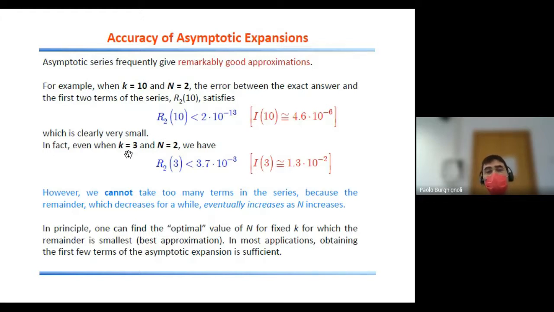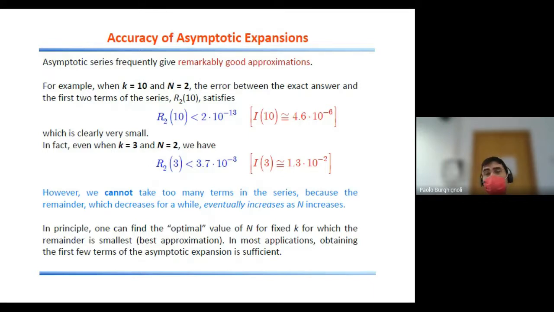But even if the argument is not so large, so let's choose k equal to 3, which is not a large number, and again we use 2 terms in the series, the remainder is of the order 10 to minus 3, and now you can compare it with the exact result, which is of the order of 10 to minus 2. So if you wish to have just a rough estimate, accurate to 10%, because here you are comparing 10 to minus 3 to 10 to minus 2, so you are making an error of the order of 10%, then your asymptotic series is still good. And for many purposes, having a 10% accuracy is enough.